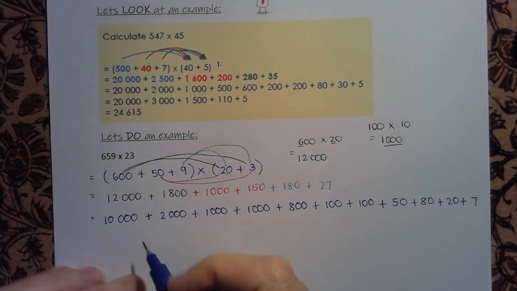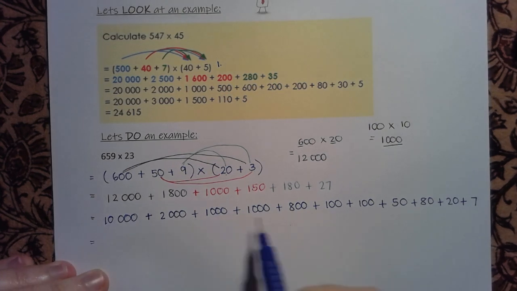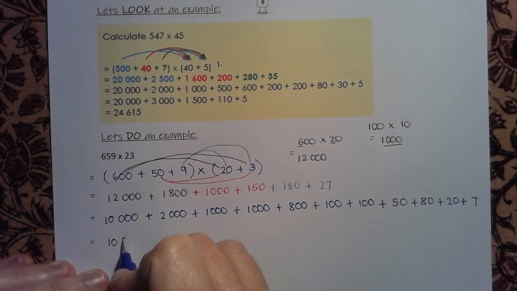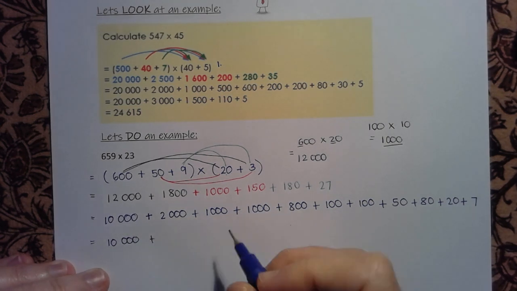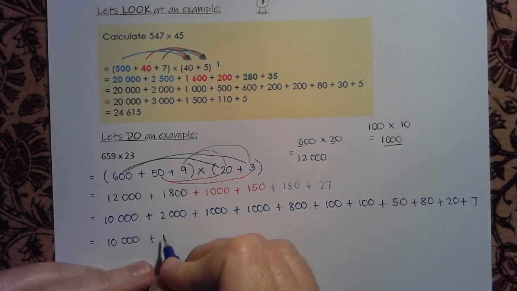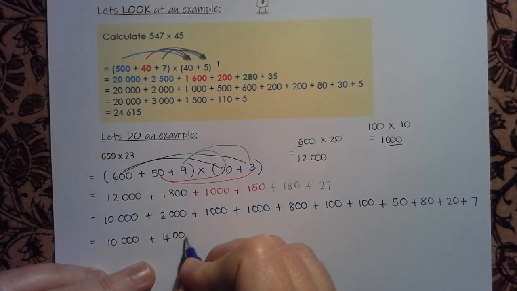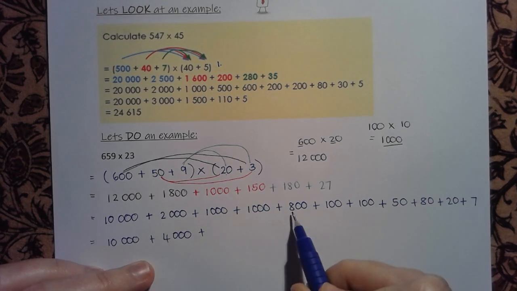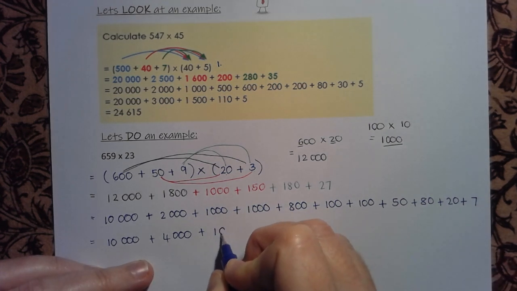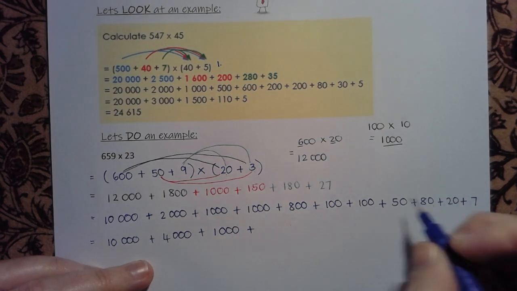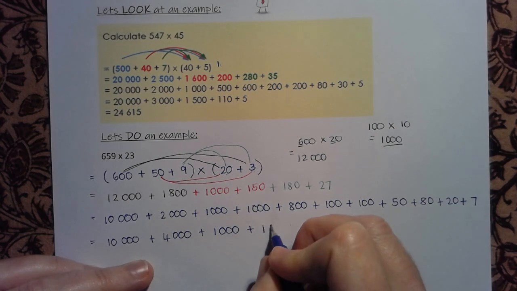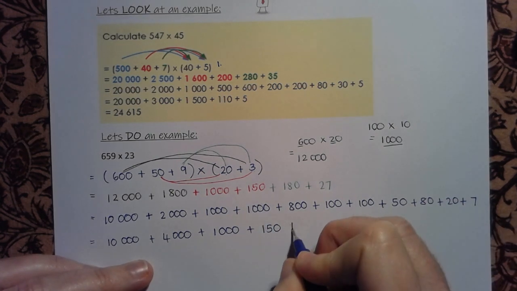Right, so then now I'm just going to simplify this a little bit. I'm still going to write that 10,000 here. Plus, and I'm just going to add all the thousands together. So it's 2,000, 3,000, 4,000. And then 800, 900, 1,000. And then 50 plus 80 plus 20, and that's 150. And then plus that 7.